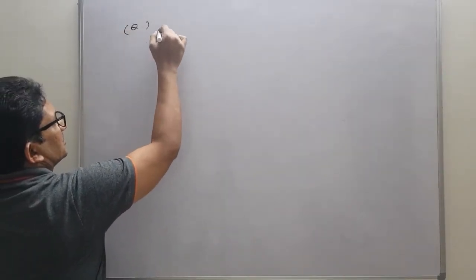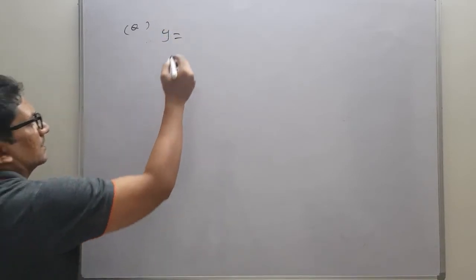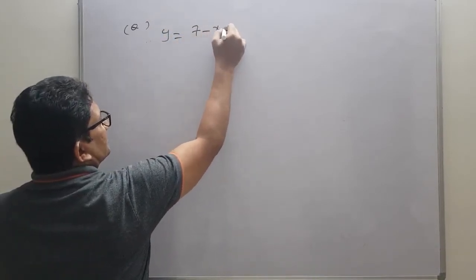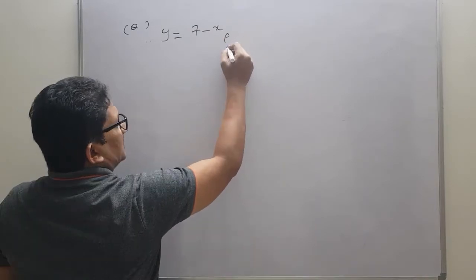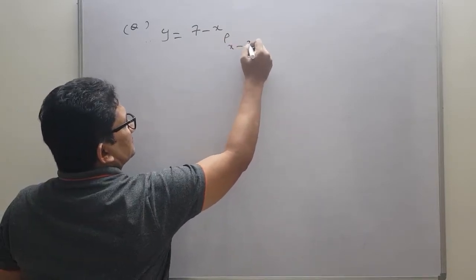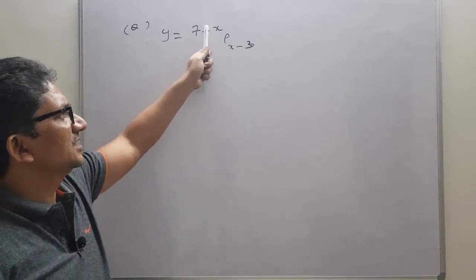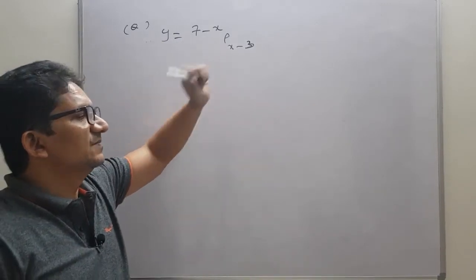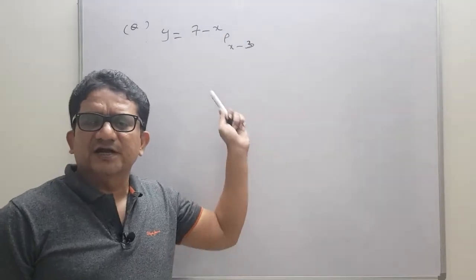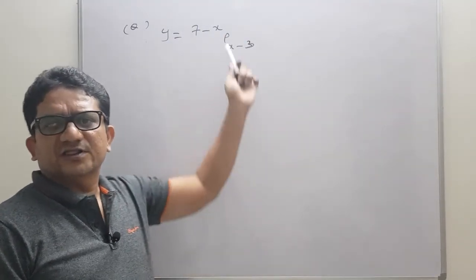Find the range of y equals (7 minus x) P (x minus 3). That is the question. First of all, we need to find the domain of this function. For that, we will validate.